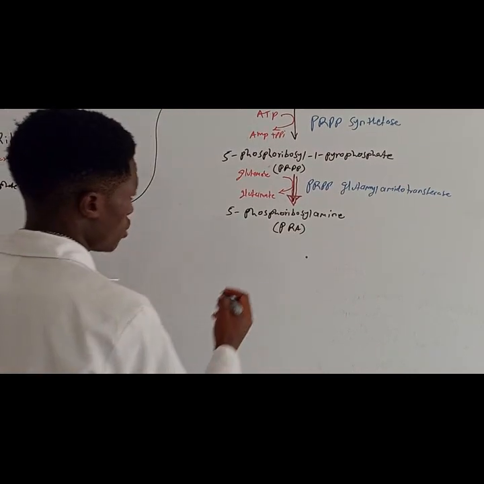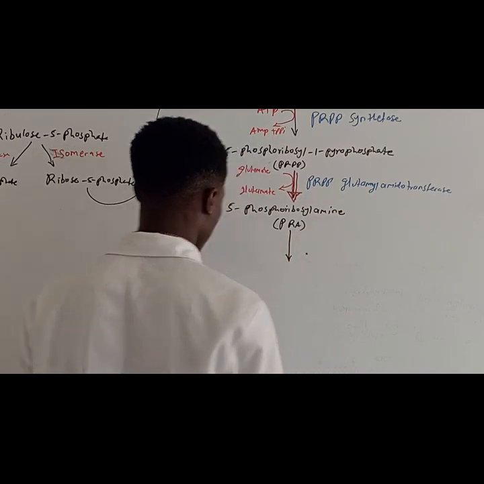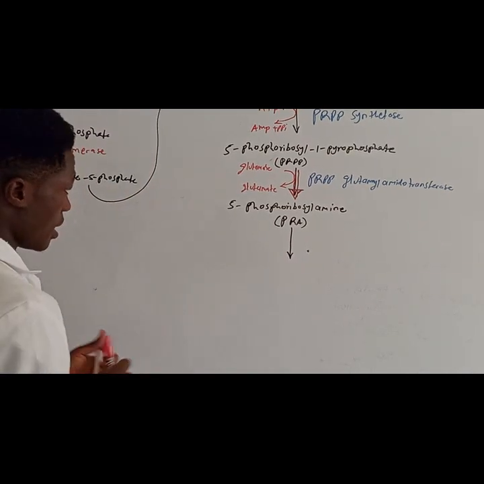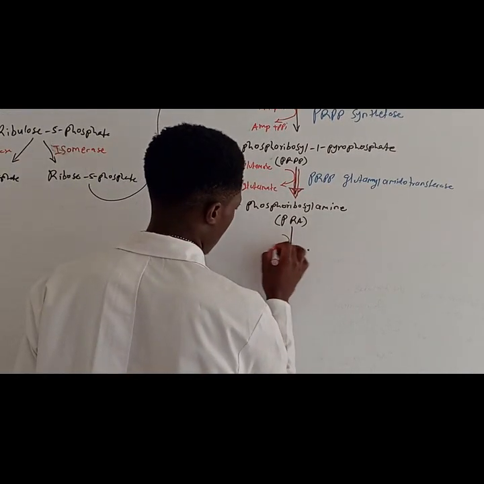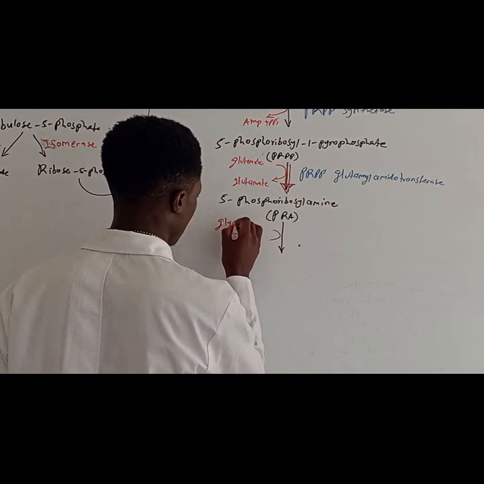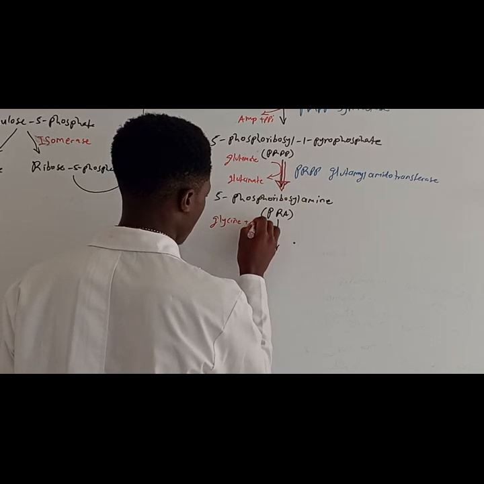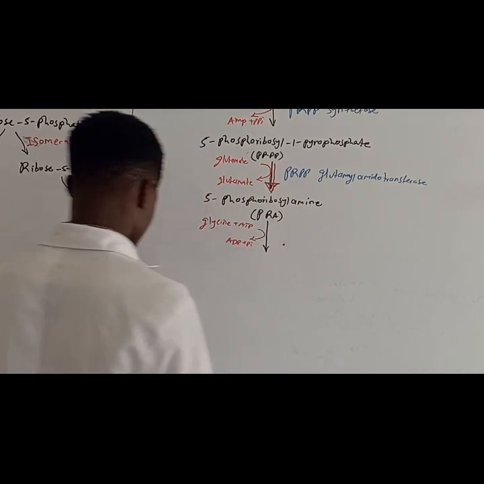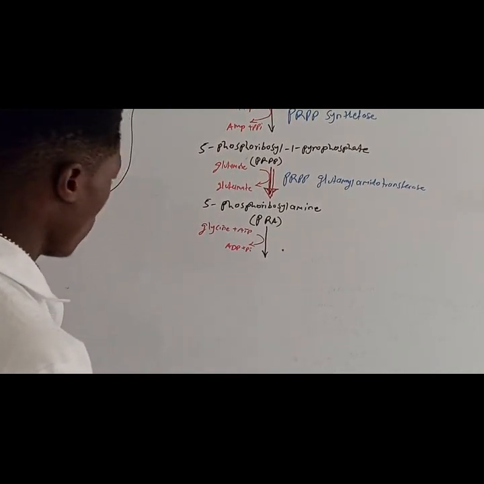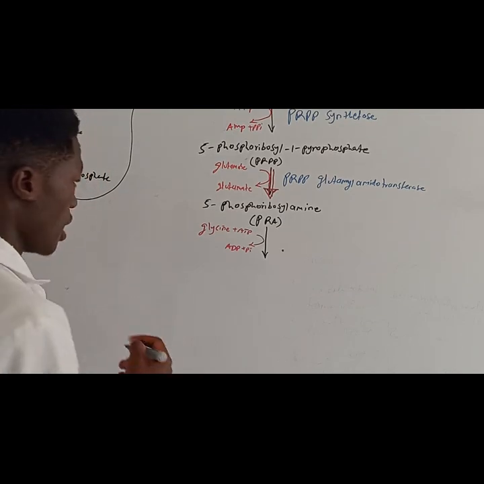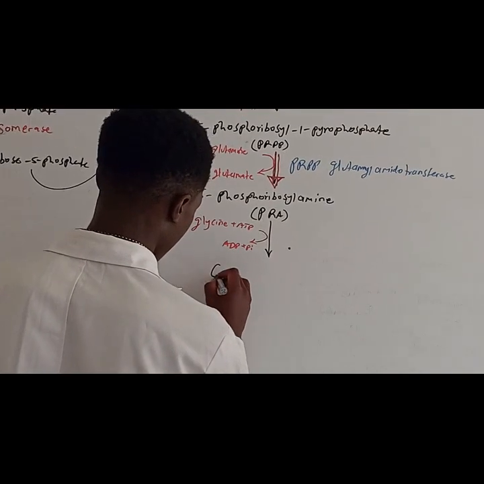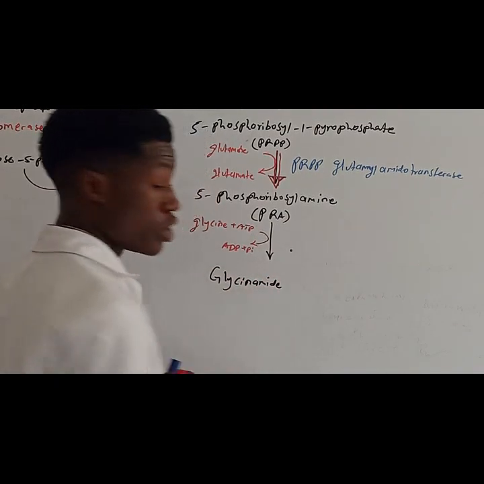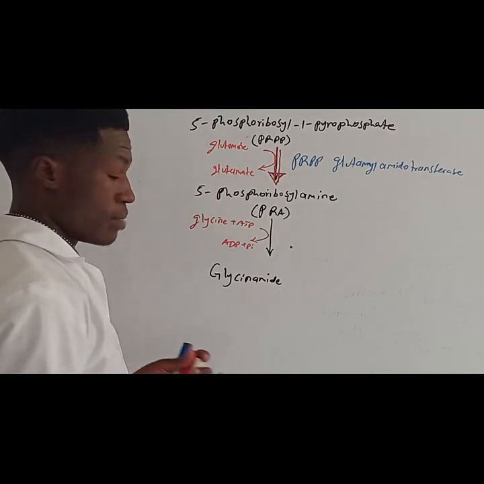5-phosphoriboside amine is going to be converted into a new molecule. Now, this reaction is going to require the amino acid glycine. So we're going to have glycine plus ATP, and we're going to have ADP. Now, what is the name of the molecule that's going to be formed? It's going to be called glycinamide riboside 5-phosphate, or glycinamide ribonucleotide.